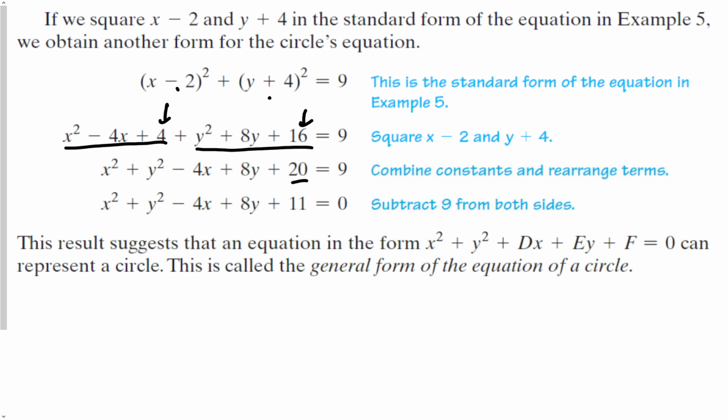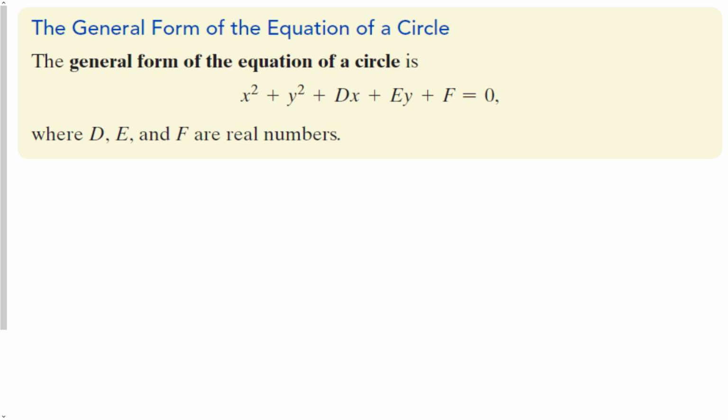This is a different form of an equation for a circle called general form. So general form of a circle's equation is x squared plus y squared plus dx plus ey plus f, where d, e, and f are all real numbers. Okay, and notice that there are no leading coefficients in front of x squared and y squared.